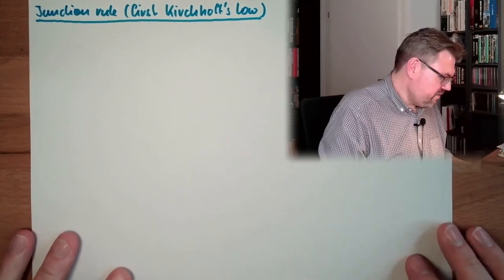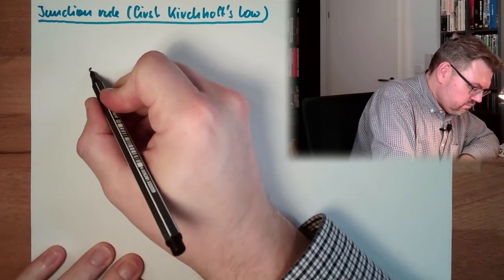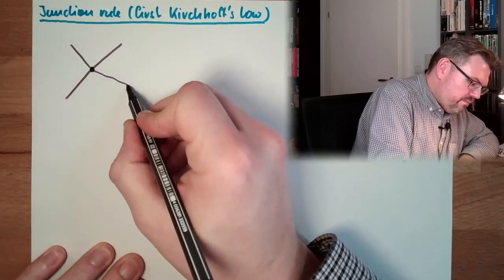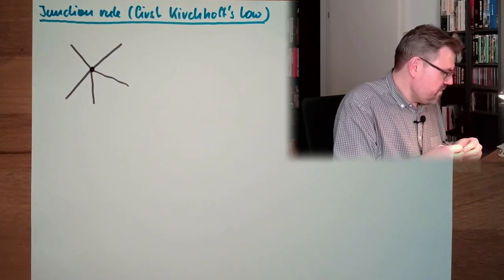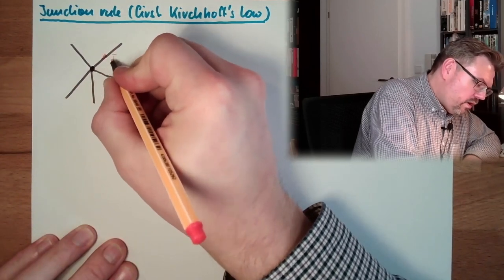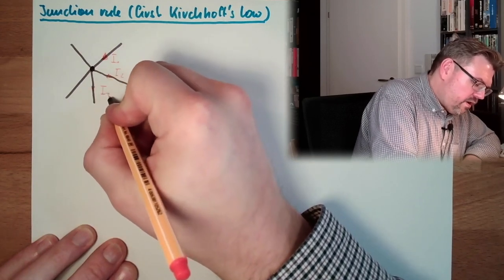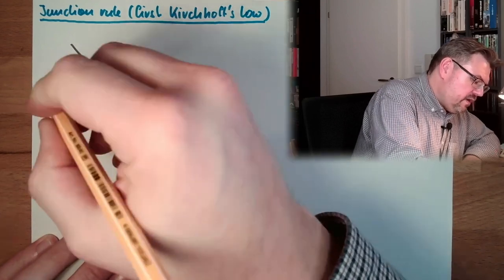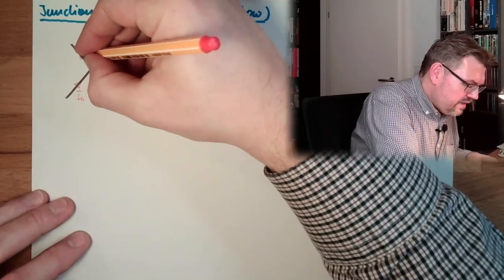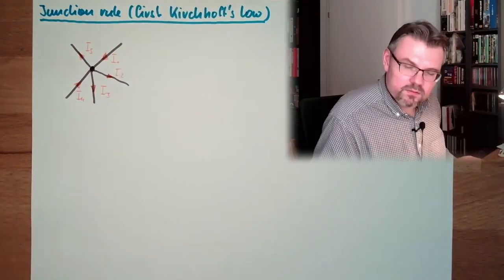Let's say we have here a node, a junction, and we have several wires connected to that node. Does not really matter how many. This is the node. And now I just draw in currents. So here we have an I1 rushing in. Here we have an I2 rushing out. An I3 rushing out. An I4 rushing in. And an I5 rushing out. I just selected these directions somehow.